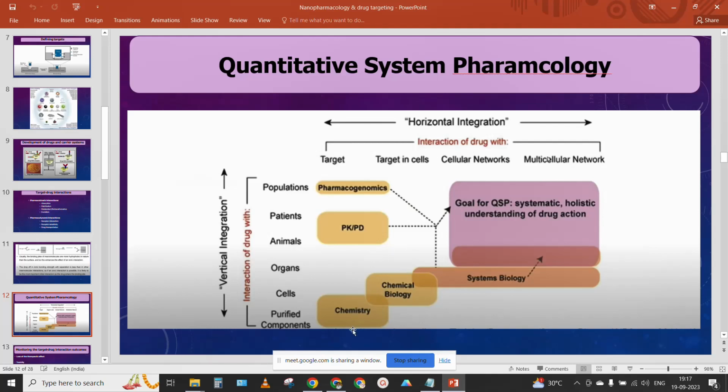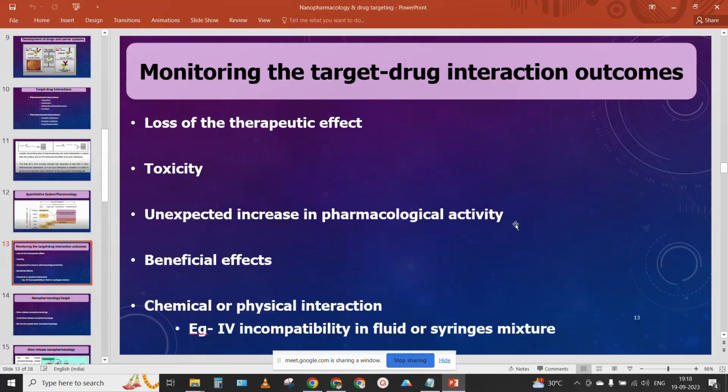First we go through the chemistry of any drug, then the chemical biology of the drug, then the system biology of the drug. Then we study the pharmacokinetics and pharmacodynamics of that drug, then pharmacogenomics. Then the goals of quantitative system pharmacology will be achieved as a systematic, holistic understanding of the drug actions. Then we monitor the target drug interaction outcomes: loss of therapeutic effect, toxicity, unexpected increase in pharmacological activity, beneficial effects, and chemical or physical interactions like IV incompatibility in fluids or syringe mixtures.